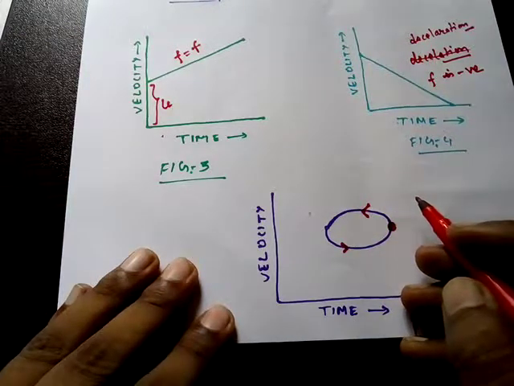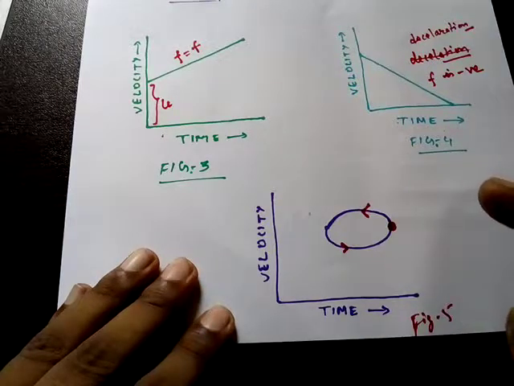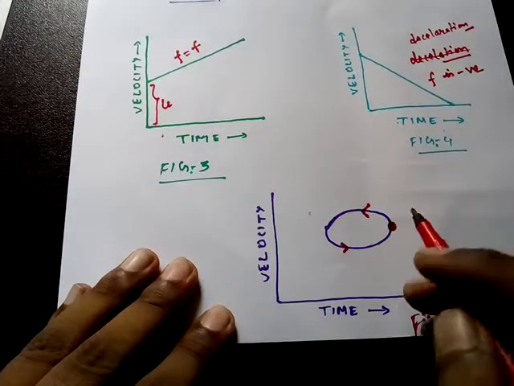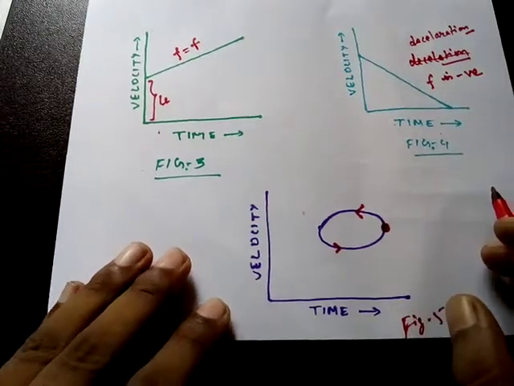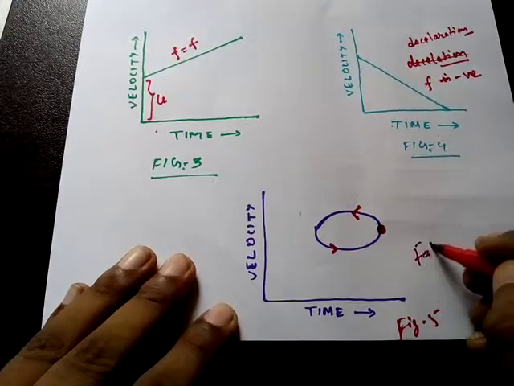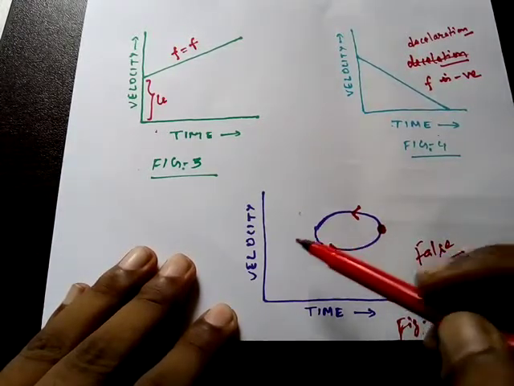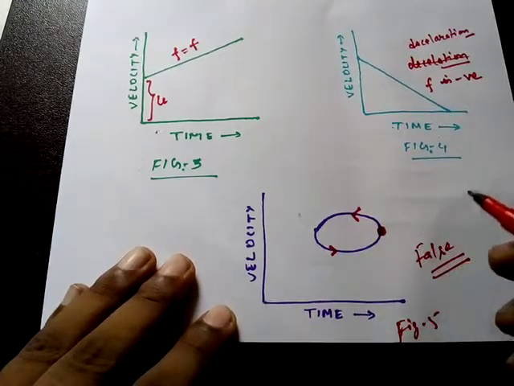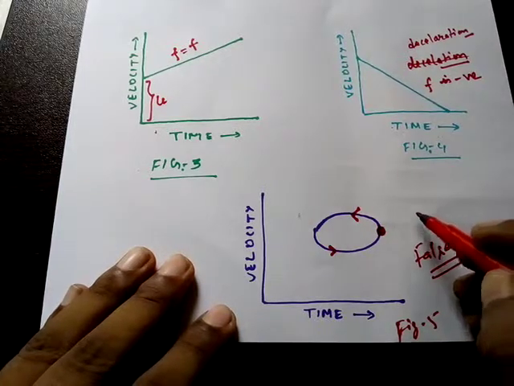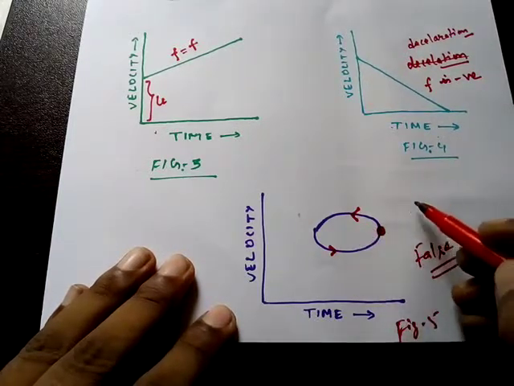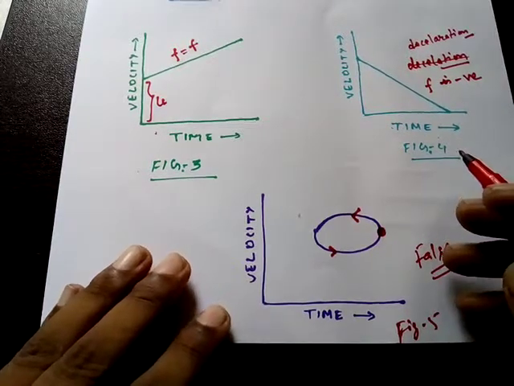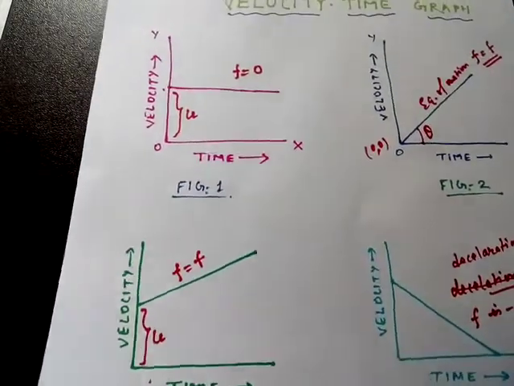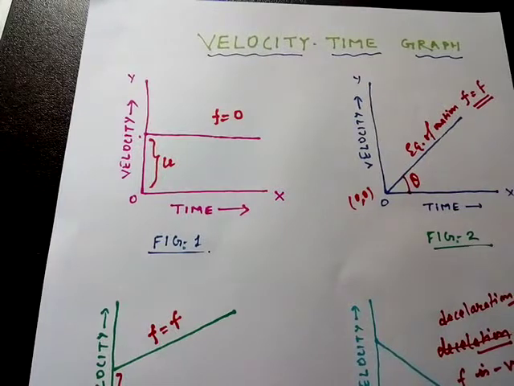But time cannot decrease. Time always goes on increasing. So this type of graph is quite impossible, it's a false graph. A velocity time graph like this oval cannot be possible, and like the oval shape, if it is circular, or if it is a rectangle, in that case too the graph is not possible. So here I have tried my level best to give an idea about the velocity time graph.